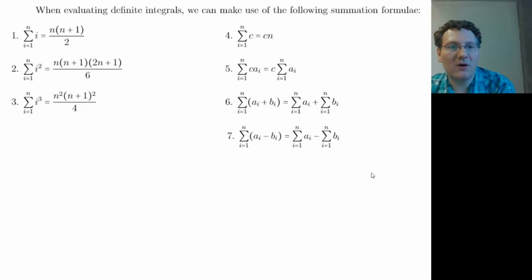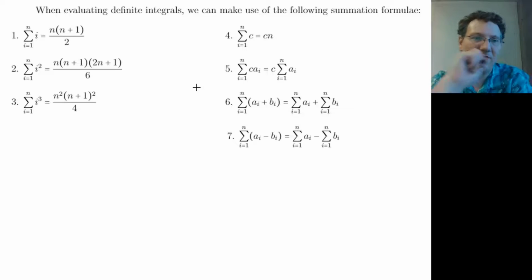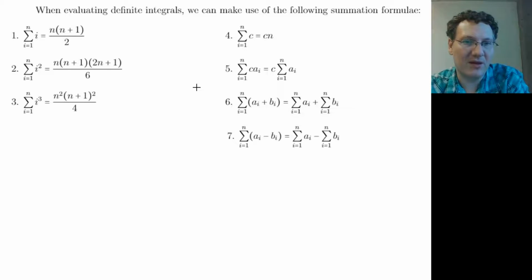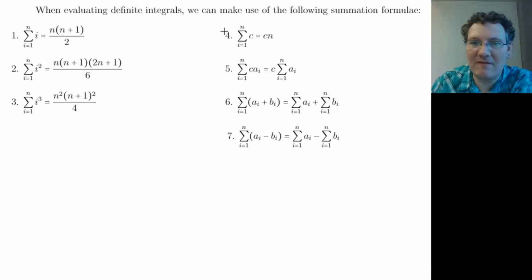So as you go through the task of evaluating these definite integrals using Riemann sums, here are a few formulas that'll be useful. The first three are just the summation of i, the summation of i squared, and the summation of i to the third. You may know the summation of i from 1 to n, but the other ones you may not have seen for a while, if you've seen them before. Then also we have these properties.